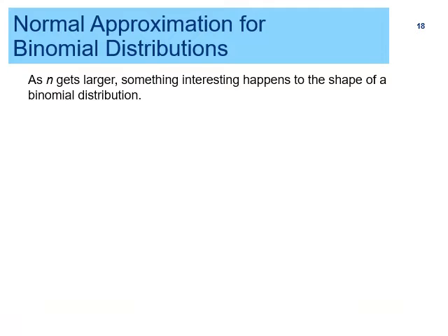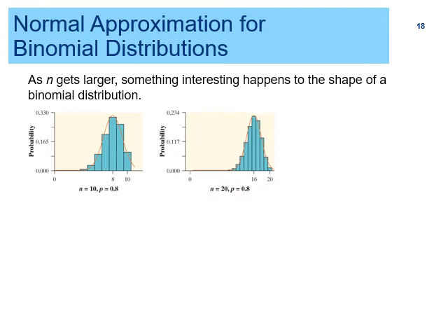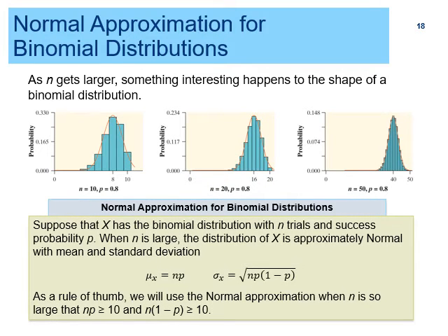So for the normal approximation, as n gets larger, something interesting happens to the shape of the binomial distribution. Suppose that X has the binomial distribution with n trials and success probability p. When n is large, the distribution of X is approximately normal with mean np and standard deviation the square root of np times (1 minus p). As a rule of thumb, we will use the normal approximation when n is so large that np is greater than or equal to 10 and n times (1 minus p) is greater than or equal to 10.